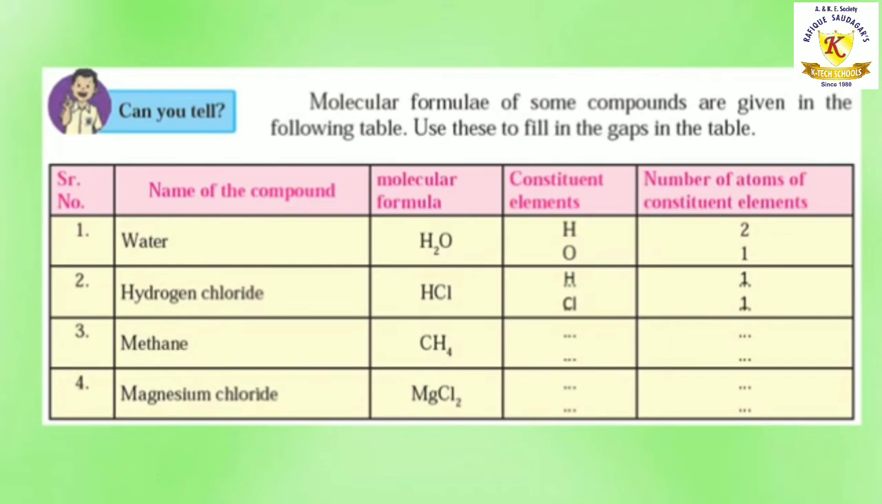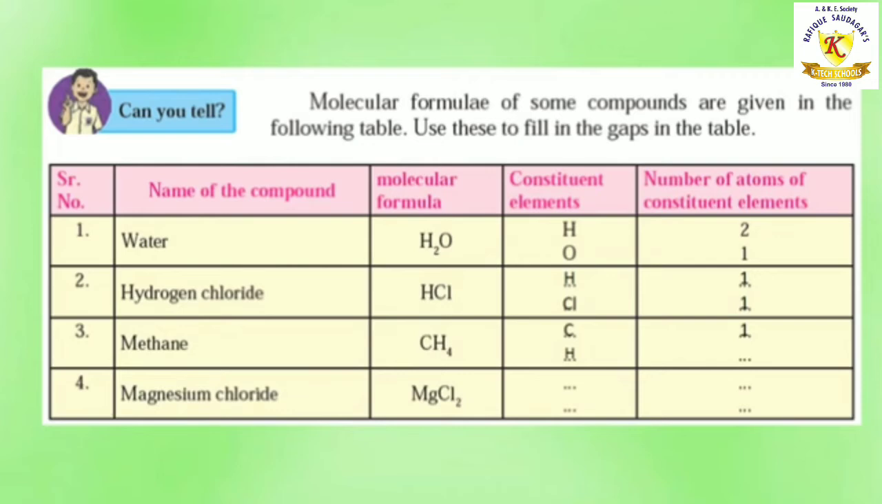The next we have methane. Molecular formula is CH4. So the constituent elements will be, can you tell me children? Yes, it is C and H. And what would be the number of atoms of constituent elements?